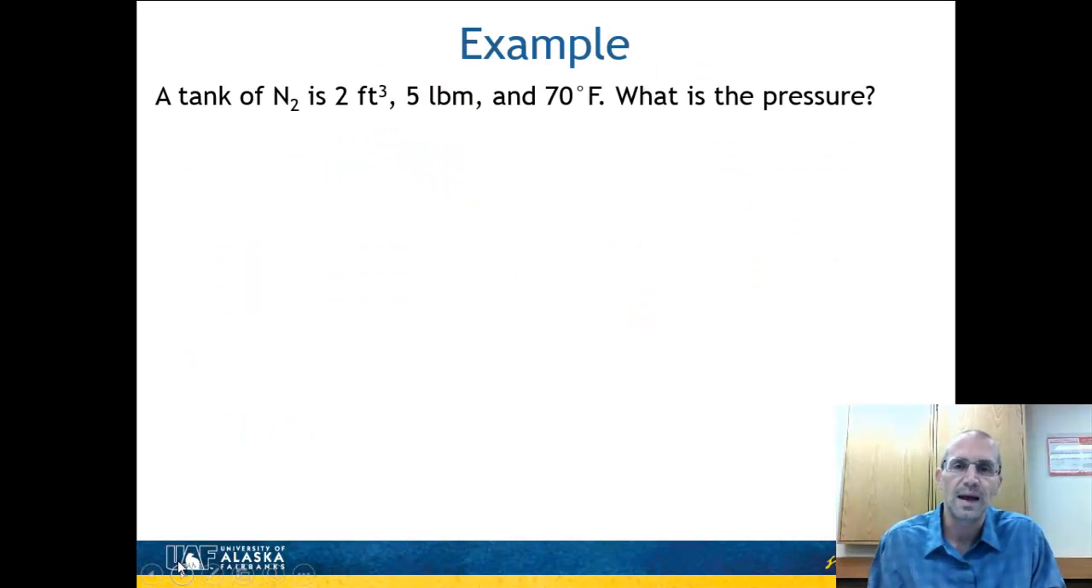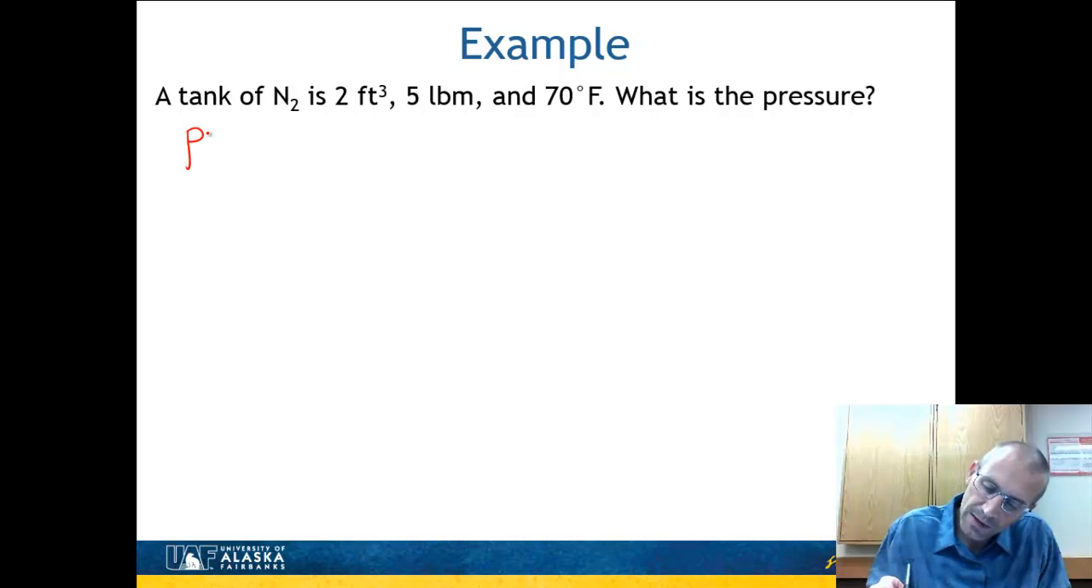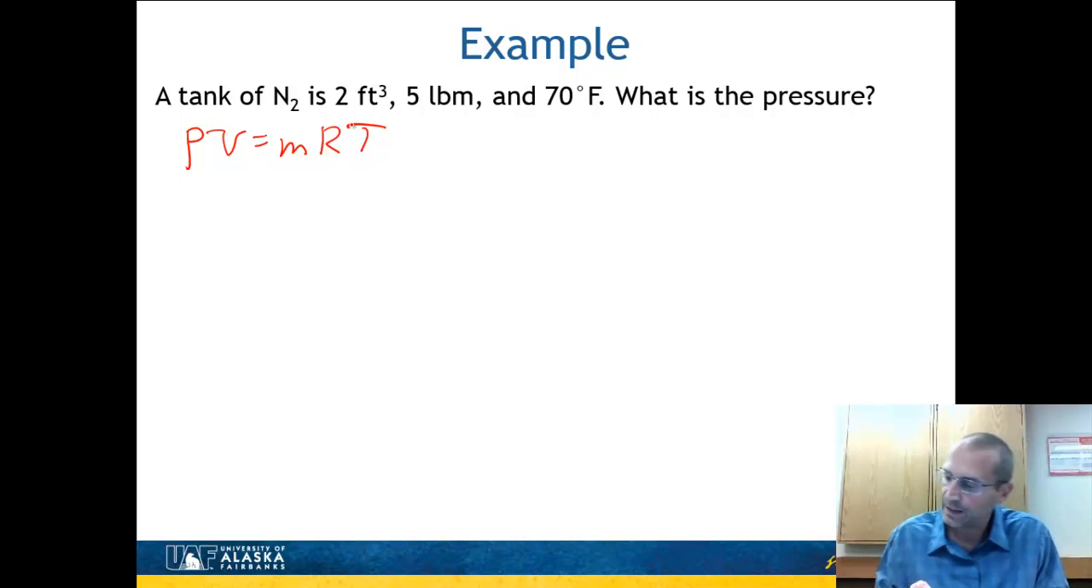All right, let's go ahead and do an example using the ideal gas law. This question says I have a tank of nitrogen. It's 2 cubic feet, 5 pounds, 70 degrees Fahrenheit. And I want to know what is the pressure. So I'm going to use the ideal gas law, PV is equal to mRT.